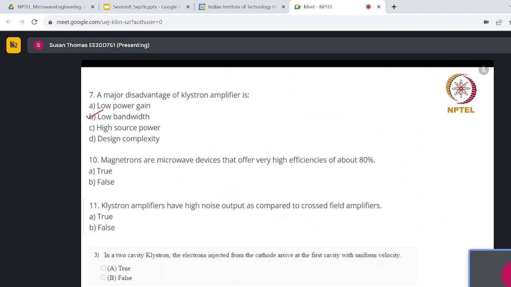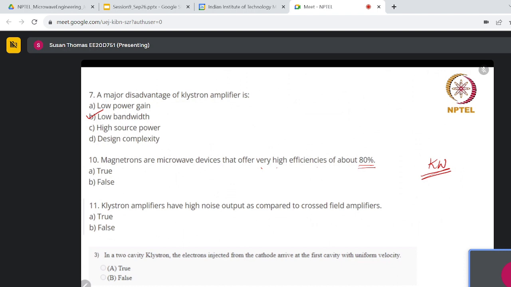Okay. Now, coming to the next question: magnetrons are microwave devices that offer very high efficiency, about 80%. Is it true or false? As I told before, magnetrons are oscillators used in microwave ovens. So you can guess a little bit. Is it a true statement? If you look at the specifications of what kind of powers it gives, any idea what is the order of power a magnetron or the microwave oven is generating? That's generally of the order of kilowatts.